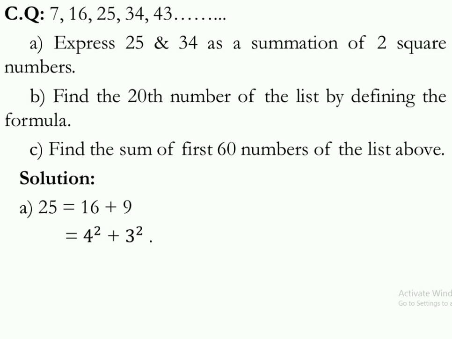Then the second number, 34, can be written like 25 plus 9. Here also 25 is the square of 5 and 9 is the square of 3. So it can be written like 5 square plus 3 square. So in this process 25 and 34 are expressed as a summation of two square numbers. Now let us move to question number B.